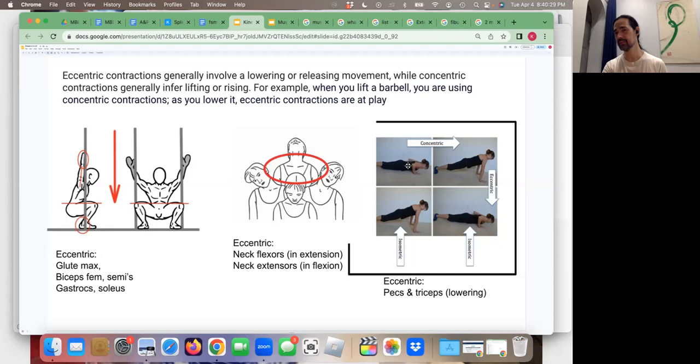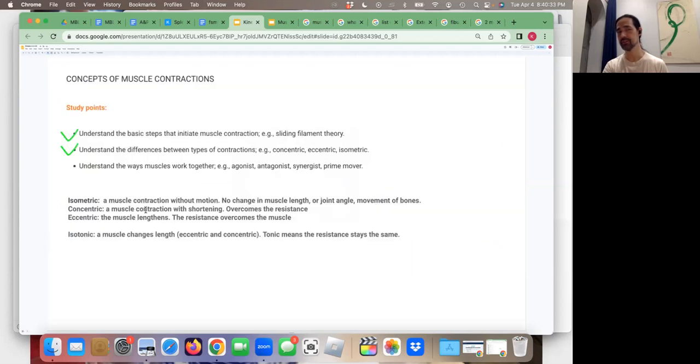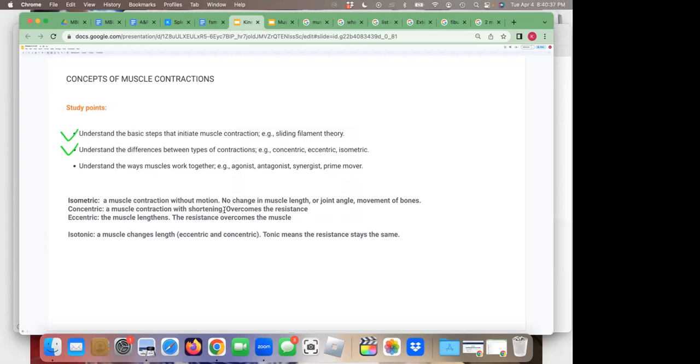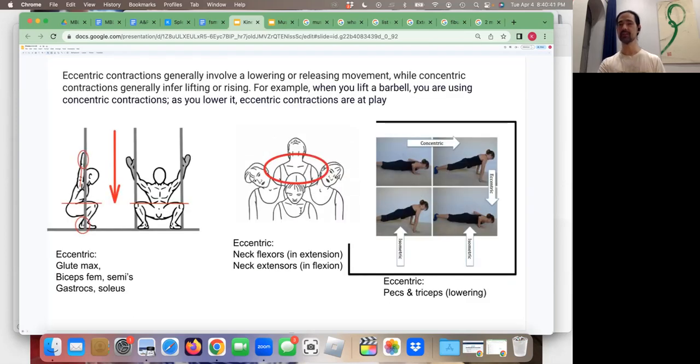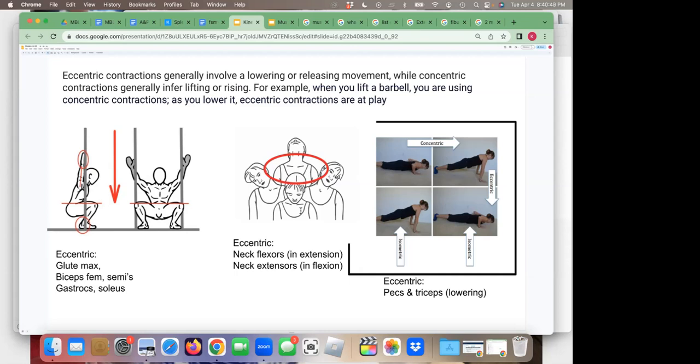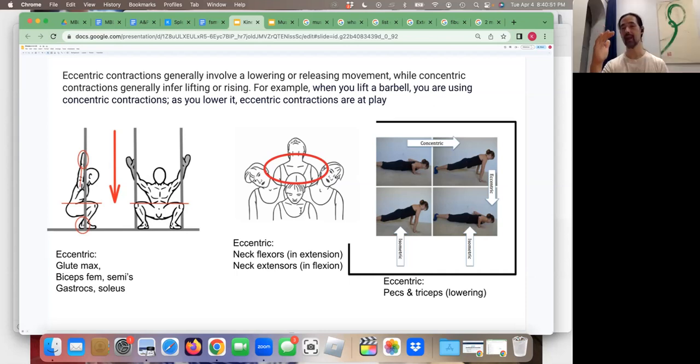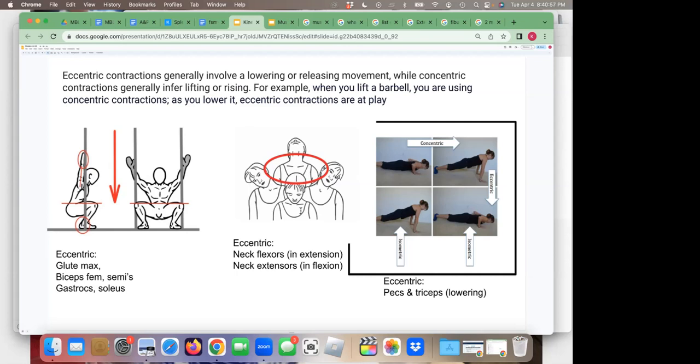Think again. Okay, the definition is a muscle contracting with shortening of the fibers, and it overcomes resistance. So the resistance in this case is gravity pulling the weight of the body down. It's gravity, right? So that's the resistance. So how do you overcome the resistance of gravity pulling the body down? Do you go down or do you go up? You go up.